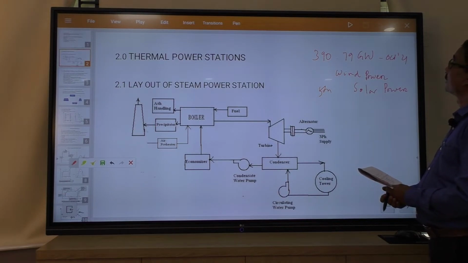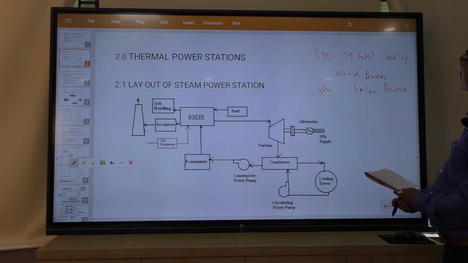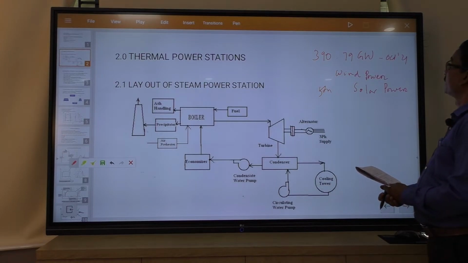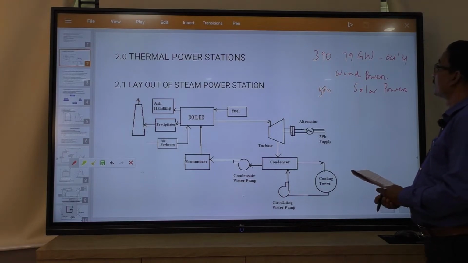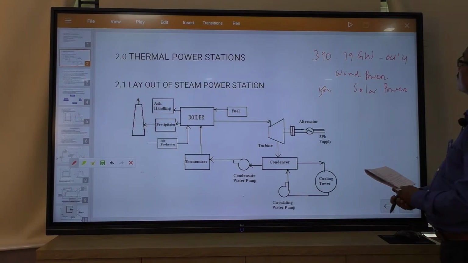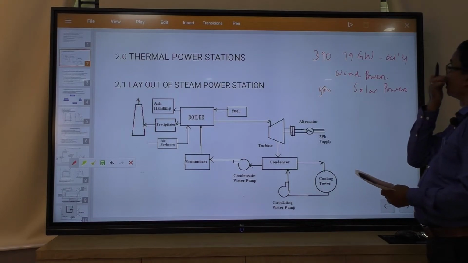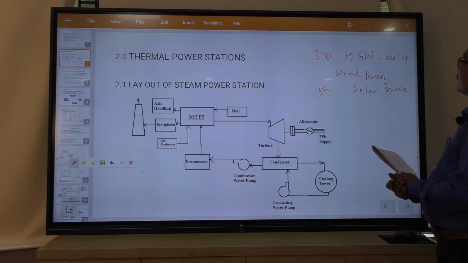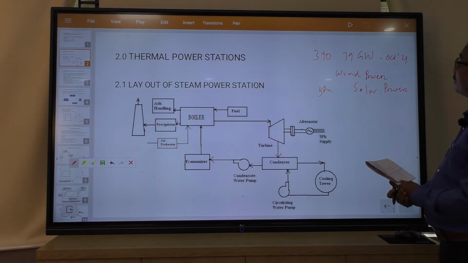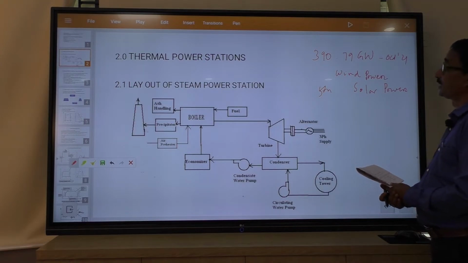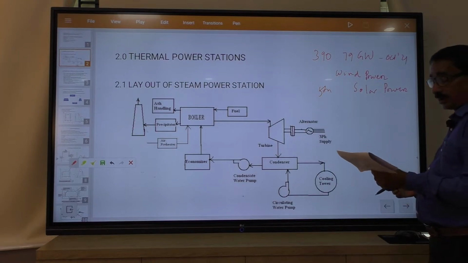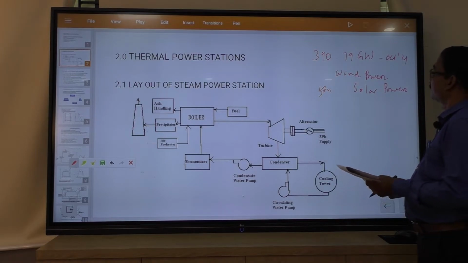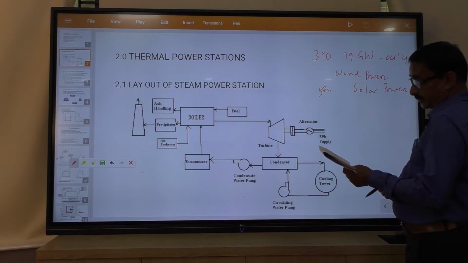But in other cases there is indirect conversion. That means the heat energy is first converted to work by the turbine, and the output of the turbine is the input to the generator, where we get electricity. That means it is an indirect method for getting electrical energy. But in the solar power plant you get direct electricity from the sun rays.